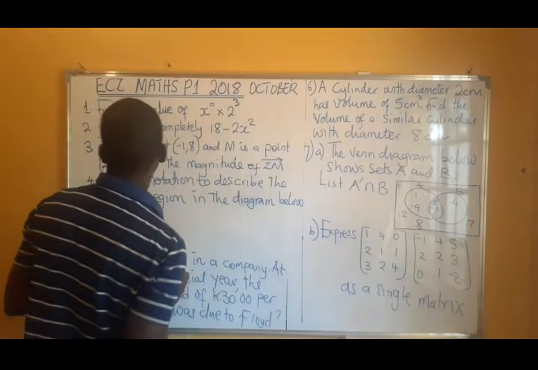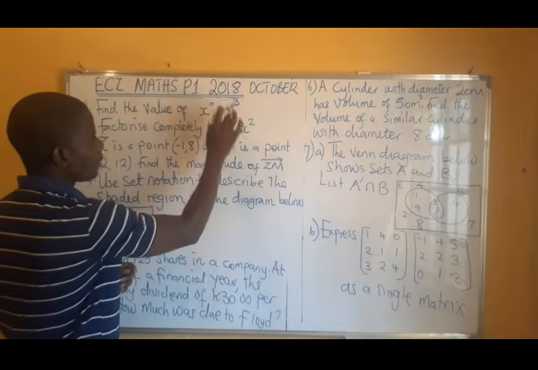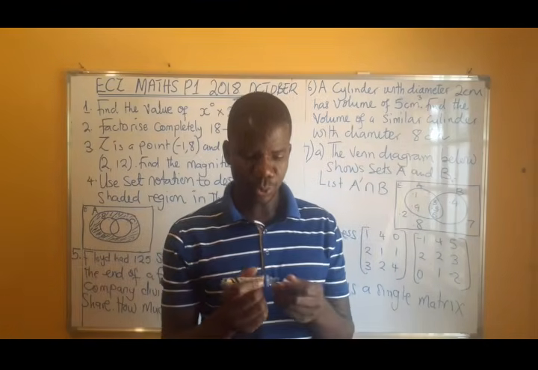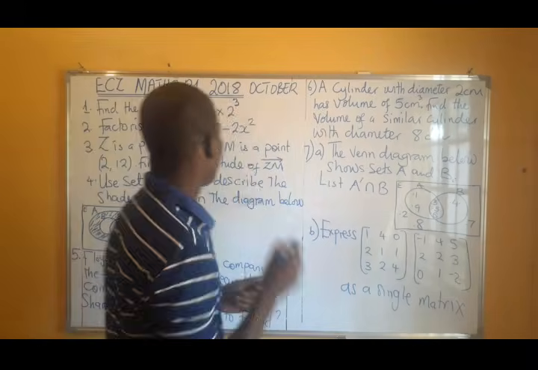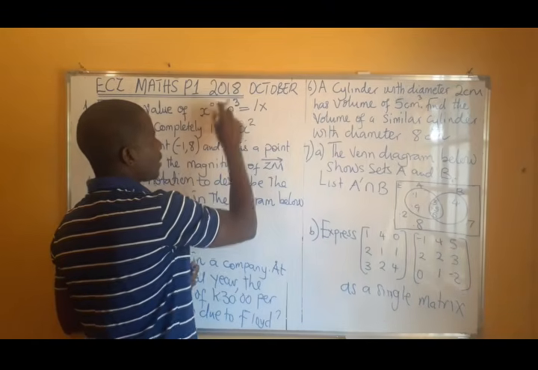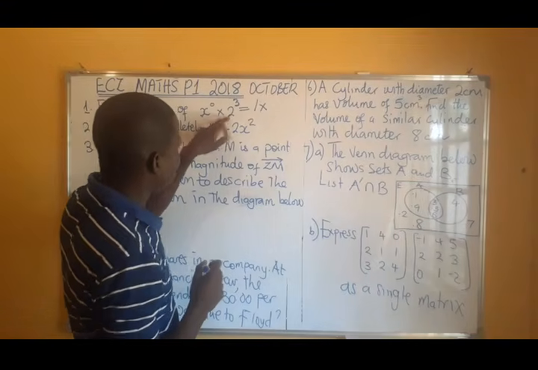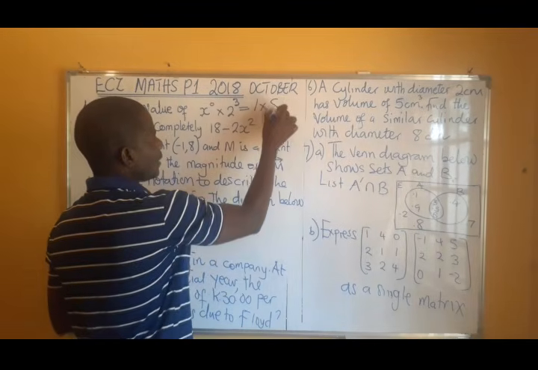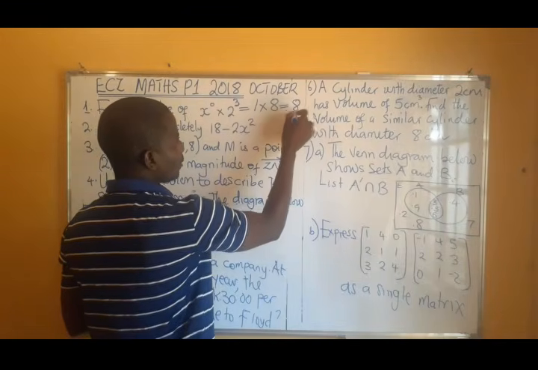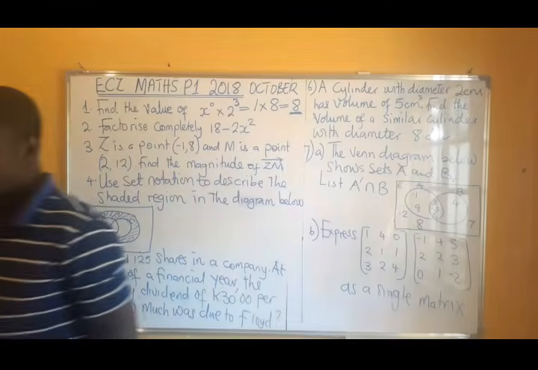The first question reads, find the value of x to the power 0 multiplied by 2 to the power 3. As you may know, any base raised to 0 is equal to 1 except 0 itself. So x to the power 0 is equal to 1, multiplied by 2 to the power 3. You need to multiply this 2 by itself 3 times and you are going to get 8. So when you multiply this, you are going to get 8 as your final answer.